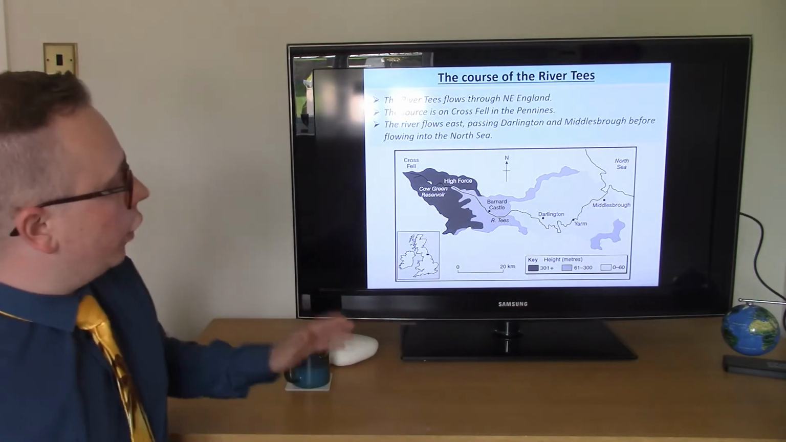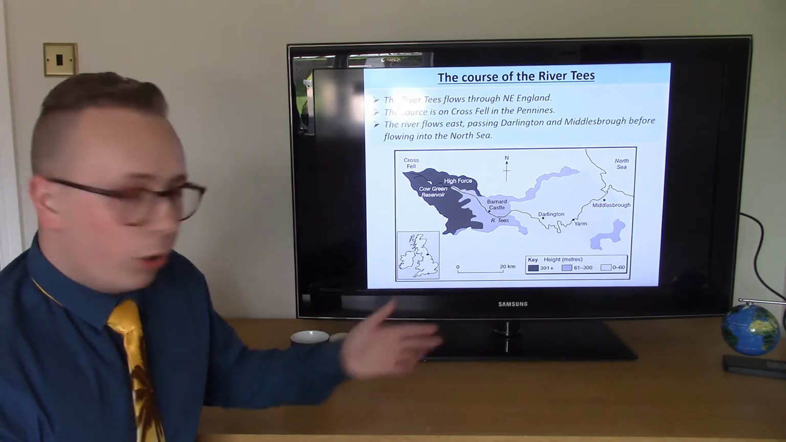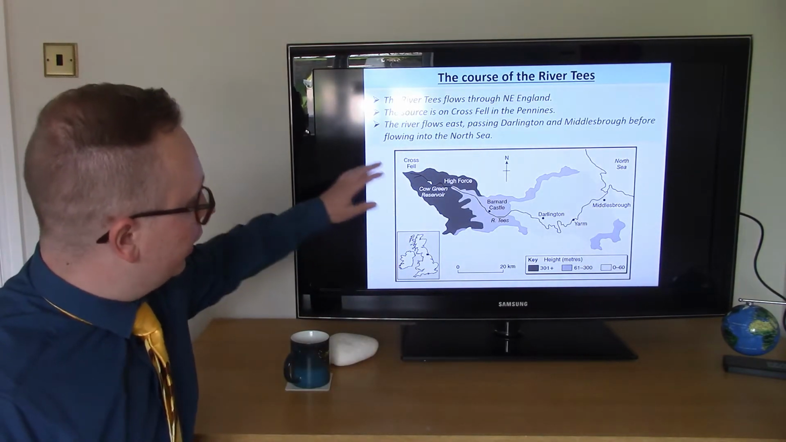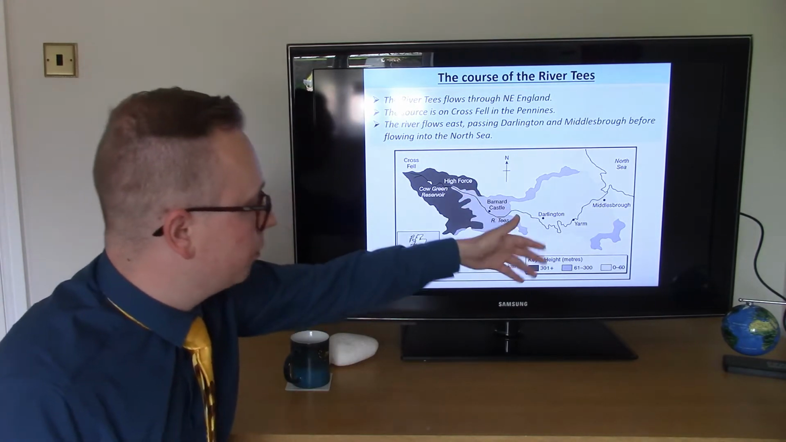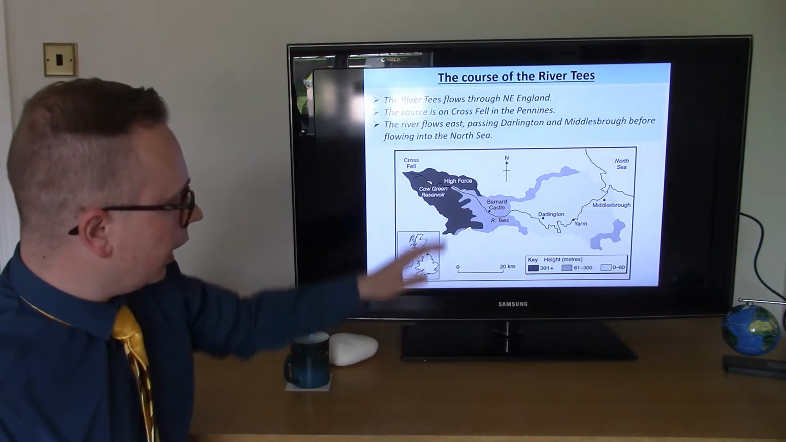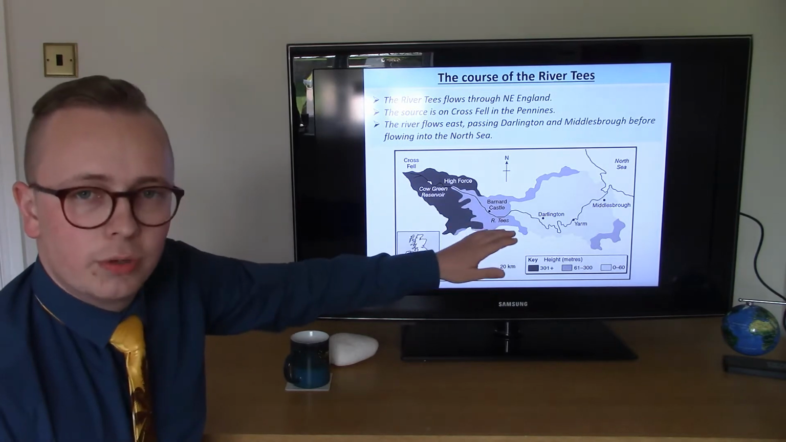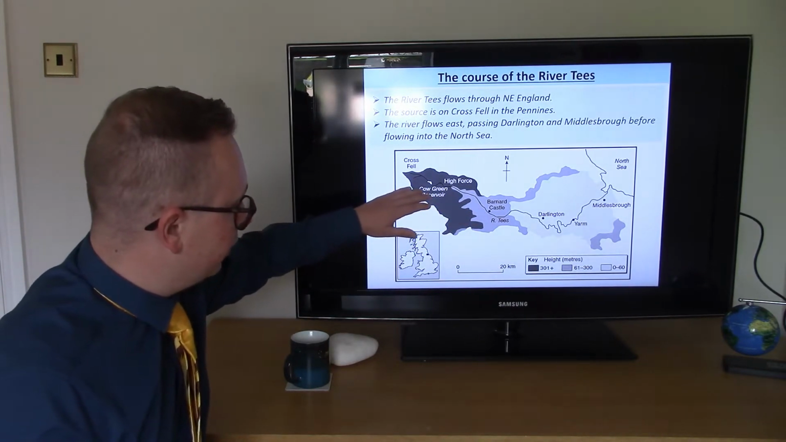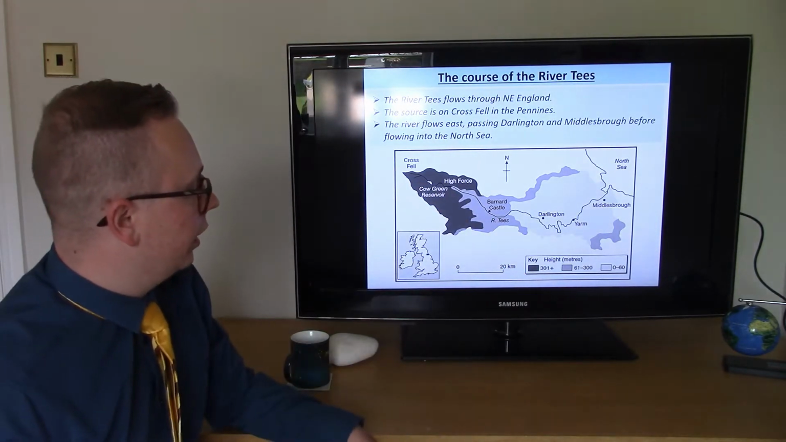So here's a good overview map showing the full course of the River Tees. The River Tees is a river in the northeast of England. Its source is up here at Crossfell up in the Pennines. The river then flows east, passing through Darlington and Middlesbrough before it reaches the North Sea where its mouth is. And this map nicely shows the different stages of the river's course, the upper, middle and lower course, by identifying these areas by height above sea level, using these different greys here to show the different stages.